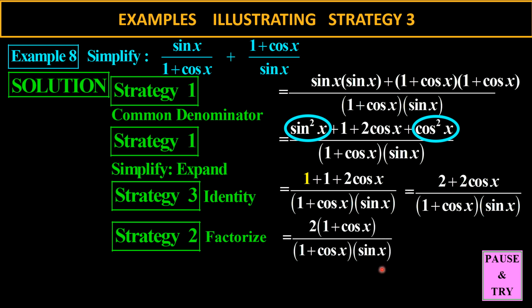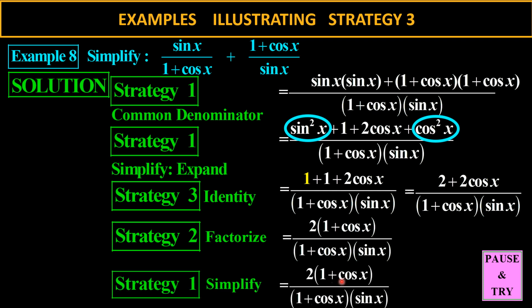Now, go back to 1 again. Can we simplify? Yes, we can simplify by cancelling. Cancelling out 1 plus cos x with 1 plus cos x. And there's my solution. 2 over sin x.